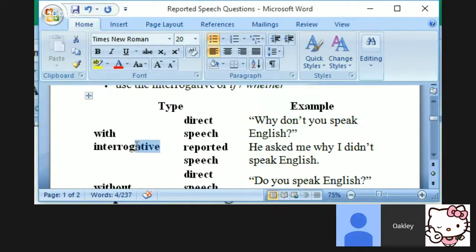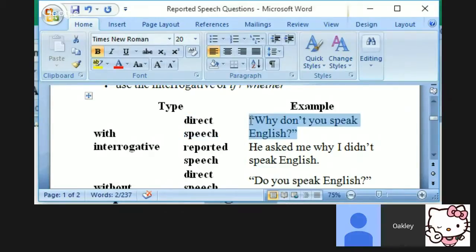Okay, with an interrogative, first of all, in this case, why? So the direct speech, what was actually said: why don't you speak English? All right. I'm going to report it later. Reported speech. Let's look at the changes. He asked me, here's my introduction phrase, he asked me why I didn't speak English. All right. So what do we need to do? Well, we need to have an introductory phrase. He asked me, we have to insert, we have to change pronouns, me and I. You becomes I.